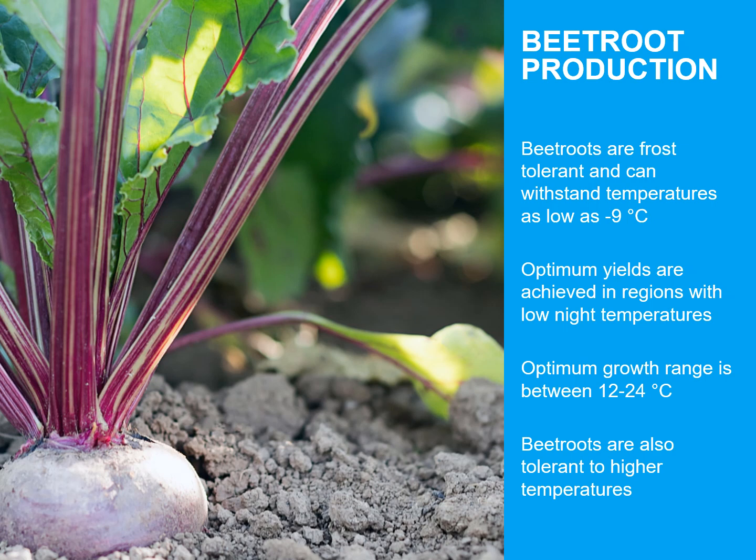In terms of beetroot production, as I mentioned before, beetroots are frost tolerant and can withstand temperatures as low as about -9 degrees. Optimum yields are achieved in regions with low night temperatures, and the optimum temperature range is between about 12 to 24 degrees centigrade. Beetroots are tolerant to high temperatures but can't withstand that for long, particularly without additional irrigation, as I'll mention in a moment.